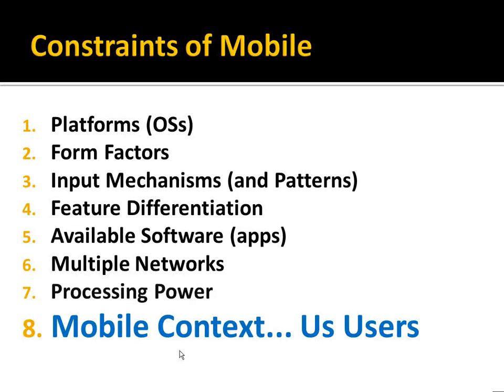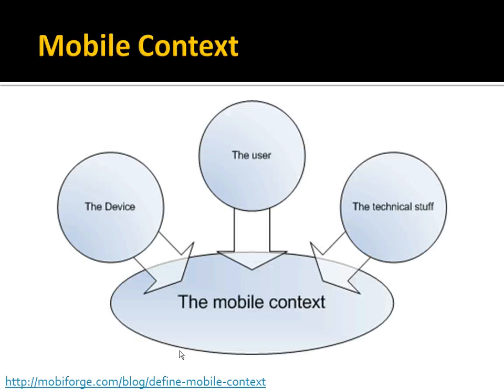Now, the last major constraint are the users themselves. Now, the mobile context is kind of a term that's used to describe devices, user, technical stuff, and all of that put together.